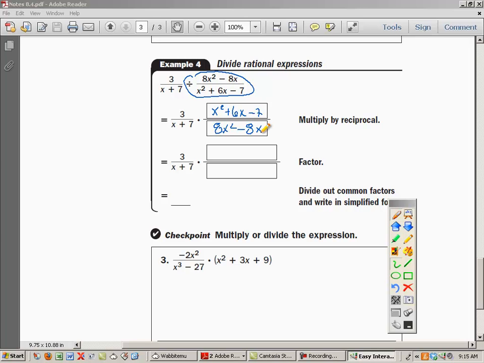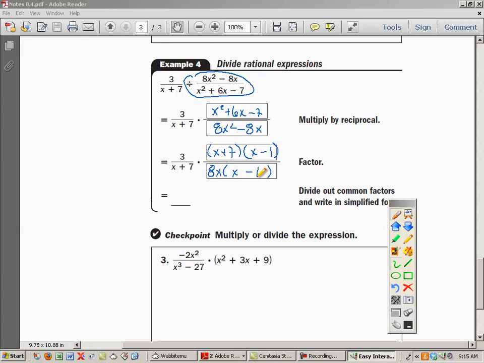Now in the numerator, we're going to go ahead and factor. We need two numbers that multiply to negative 7 that add to positive 6. So that's x plus 7 and x minus 1. And so that will be the factored version of x squared plus 6x minus 7. In the denominator of this guy, both of these have an 8x, so I'm going to factor that out, and that leaves me with an x minus 1.